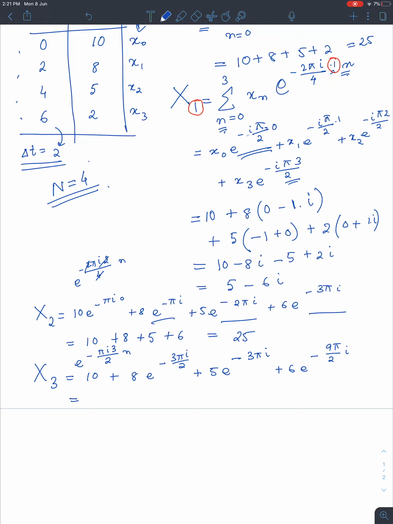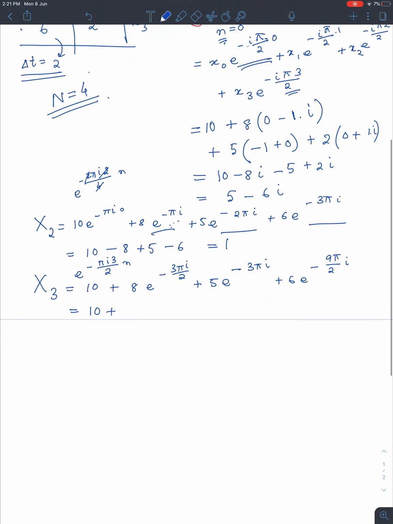What is it giving us? 10 plus 8, oh, just a minute, I'm sorry, this is minus 1, so I made a mistake here. Cos of minus pi is negative, cos of 2 pi is positive, cos of 3 pi is negative. So 15 minus 14, this is actually just 1. I made a mistake, I just missed it.